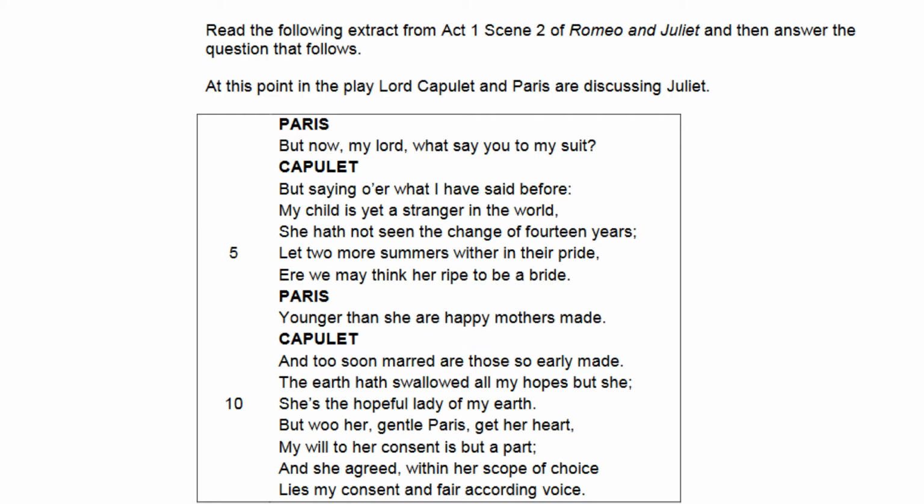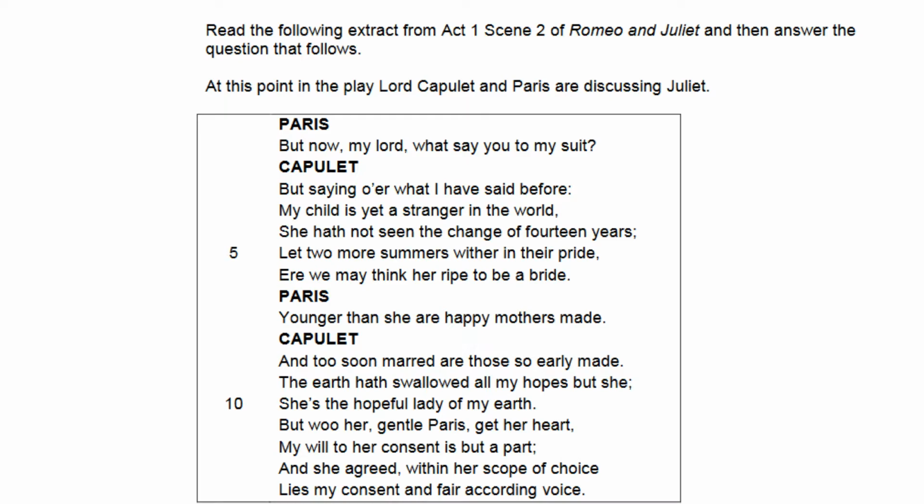So let's take a look at the extract. At this point in the play, Lord Capulet and Paris are discussing Juliet. So I would like you to follow with your copy of the extract. Paris: But now, my lord, what say you to my suit? Suit meaning my marriage proposal.